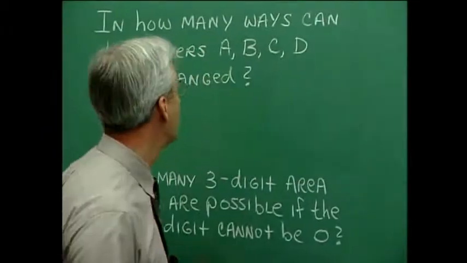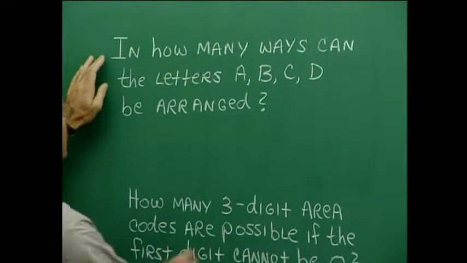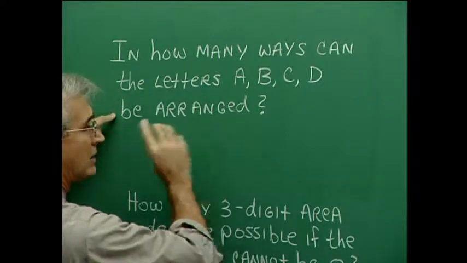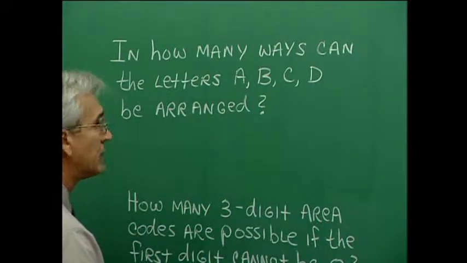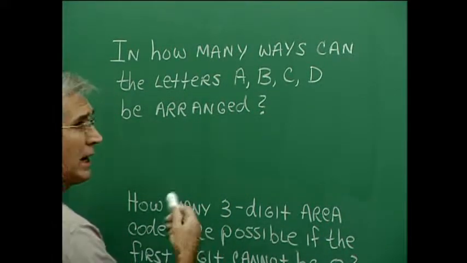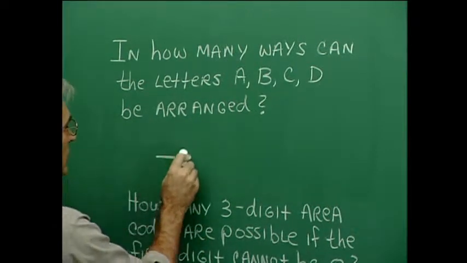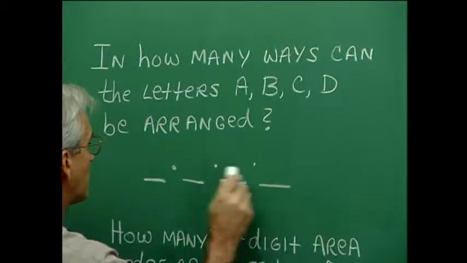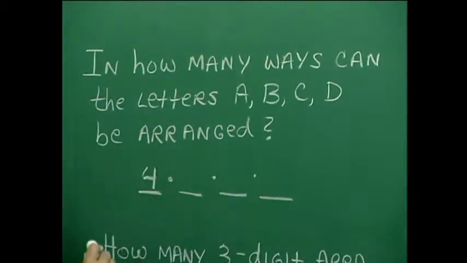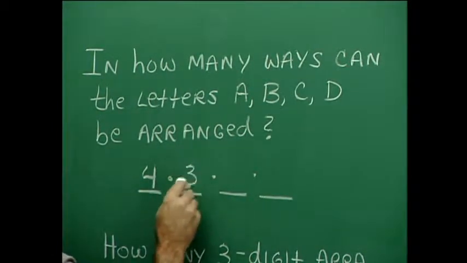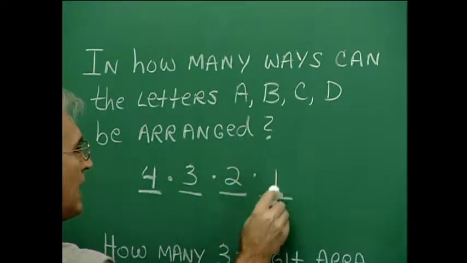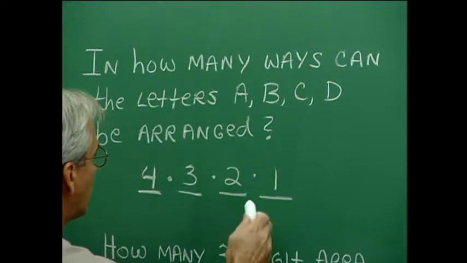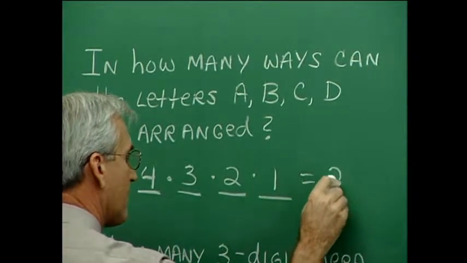Consider this problem. It says, in how many ways can the letters A, B, C, D be arranged? And this is a very typical permutation type of problem. We're just multiplying the choices for each of the letters. So we have 4 letters, and we multiply our choices. So we have 4 choices for the first letter, 3 for the second, 2 for the third, and only 1 choice for the fourth. Now this is the same as 4 factorial, but it turns out to be 24.